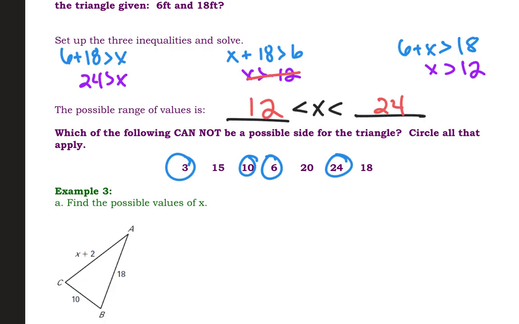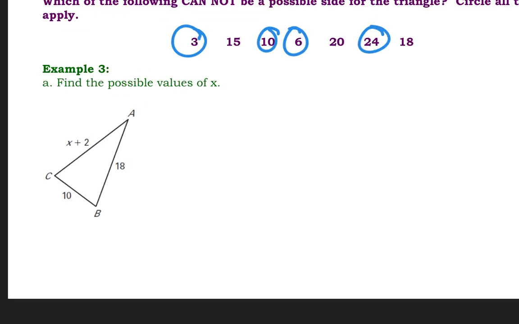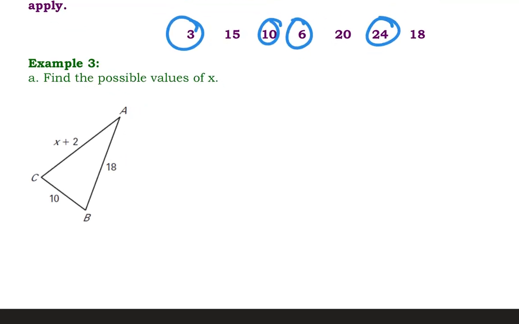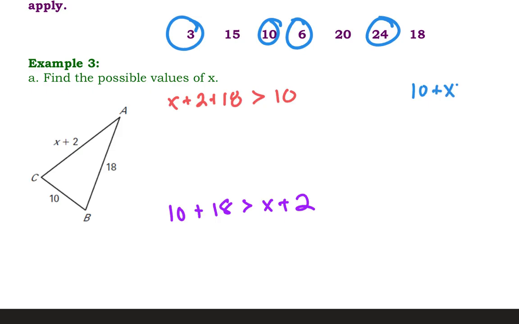All right, so the only way it's changing, class, it's the same process. It's just a longer expression. So if you notice on this one, we do have x plus 2. So we're going to just do the same thing. You're going to take x plus 2 plus 18 has to be greater than the third side, which is 10. And then come backward. So with this one, I would set them all up first, just to make sure you have them all. So 10 plus 18 has to be greater than x plus 2. And then the last one, 10 plus x plus 2 must be greater than 18.